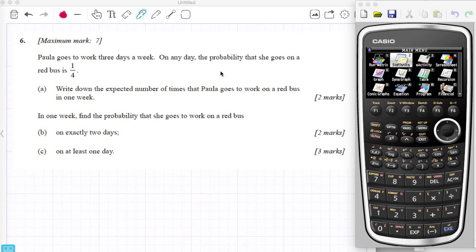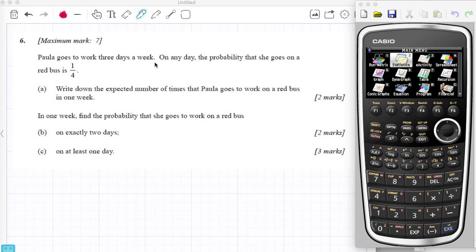Okay, we've got another probability question, and I'm not going to tell you exactly what this is about. You can have a read of it. We like to use a graphic calculator. Have a read of it, try and do the solution, pause the video, and when you're ready to see the solution, unpause it.